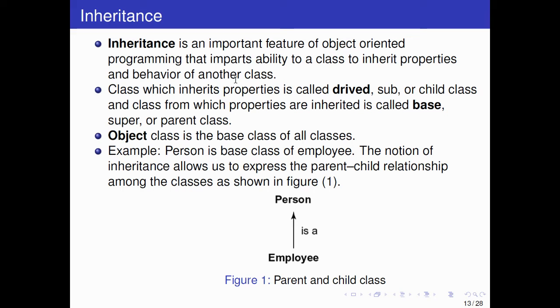So here we'll inherit the properties and behavior of the other class inside one class. The class which inherits properties is called the derived class, or subclass, or child class. These are the same words, and the meanings are the same. And the class from which properties are inherited is called the base class, or super class, or parent class. So we'll use the words derived and base. The derived class is using the properties of the other class, and the class from which the properties are inherited is the base class. So these words are to remember: derived and base. Derived class is the child class, base class is the parent class.